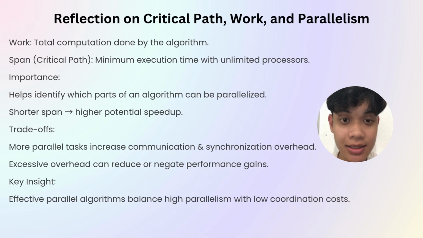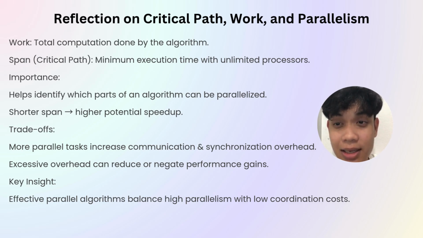This slide explains key concepts in parallel algorithms. Work is the total amount of computation and span is the minimum time needed if we had unlimited processors. By analyzing this, we can see which parts of a program can run in parallel. If the span is short, we can get more speedup. But too much parallelism can cause problems like communication delay and synchronization issues. So the goal is to find a good balance between speed and coordination cost.